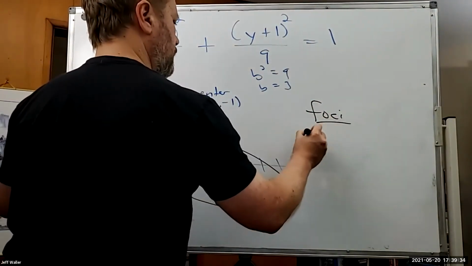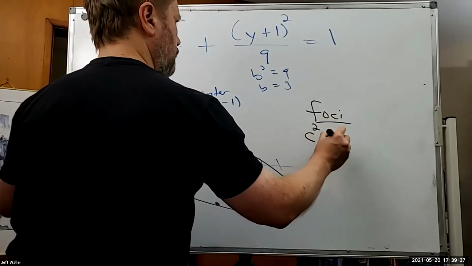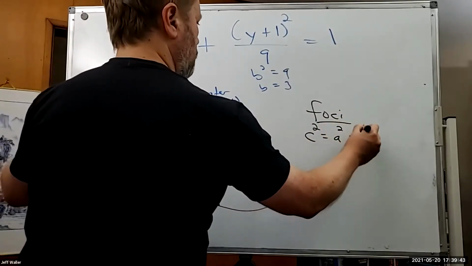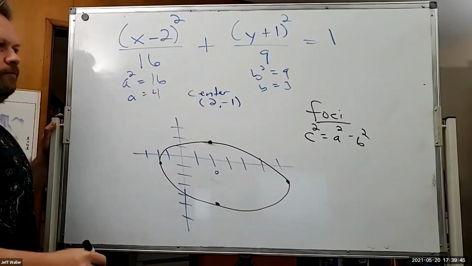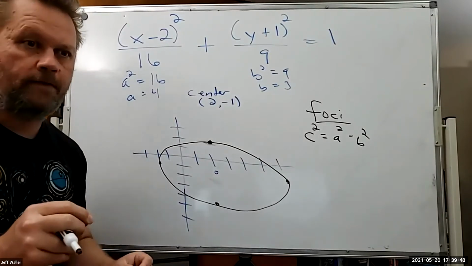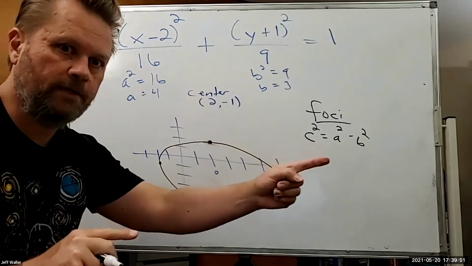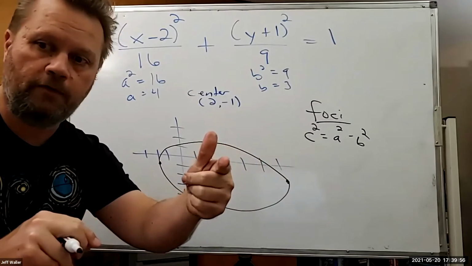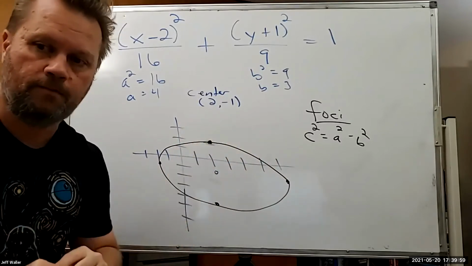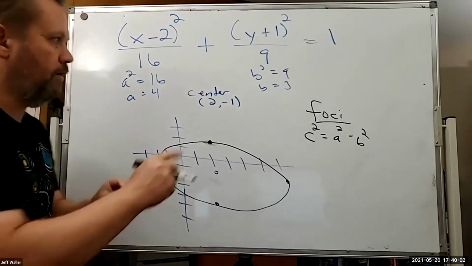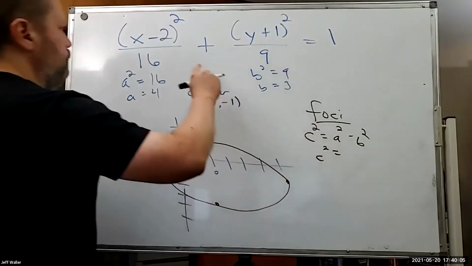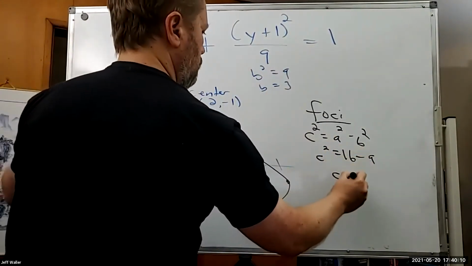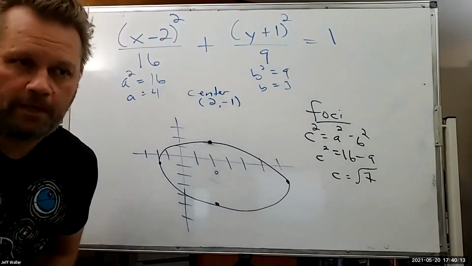So to figure out what c is, it'll be the bigger one minus the smaller one. So a squared minus b squared. Stay with me now. For an ellipse, since there's a plus there, there's a minus in the focus equation. For a hyperbola, there's a minus there, there'll be a plus in the focus equation. Okay, so now I just know that c squared is a squared minus b squared. Square root of 7. Now be careful though.